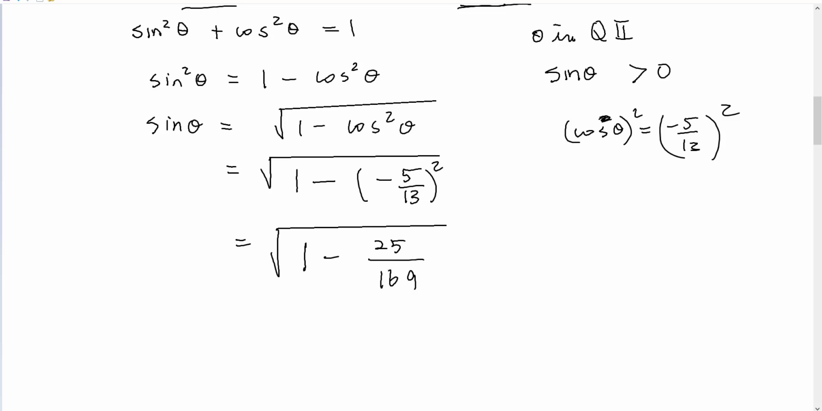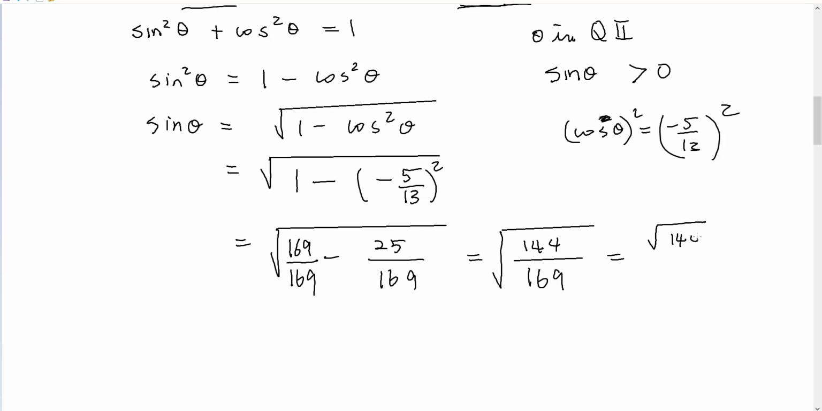Of course, you change 1 to the common denominator, 169 over 169, and do the subtraction. 169 take away 25 is 144, all over 169, the common denominator. Then you can split this into the square root of 144 and the square root of 169, and so that's 12 over 13. And that's sine theta.